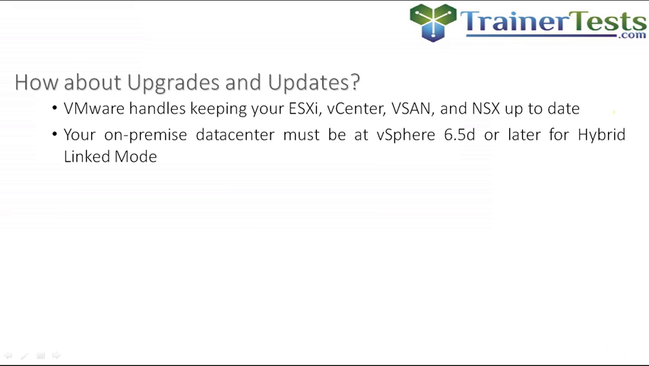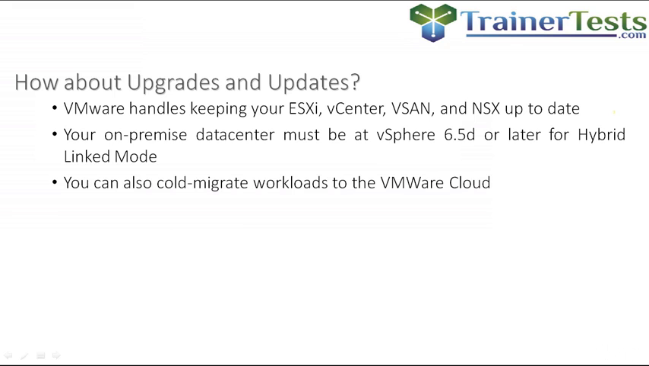Now you have to have an on-premise data center that is at vSphere 6.5D or later. Right? That's a requirement if you're going to do hybrid linked mode, meaning if you're going to be able to manage your cloud and your on-premise through the same vCenter server, we have to be at vSphere 6.5D or later. That gives us the ability to cold migrate workloads to the VMware Cloud.